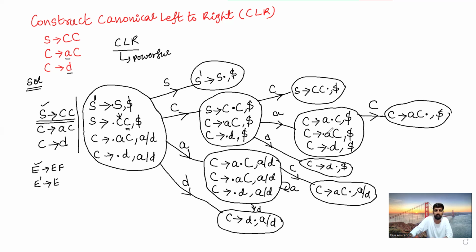Now you see small a is there. When there is a small a, we are going to take a self loop, because when you see this C tends to dot AC, it will become A dot C. Now you see C tends to D dot D comma dollar. It will become C tends to D dot dollar. Now there is a C tends to D dot dollar. I am going to take this for small d.